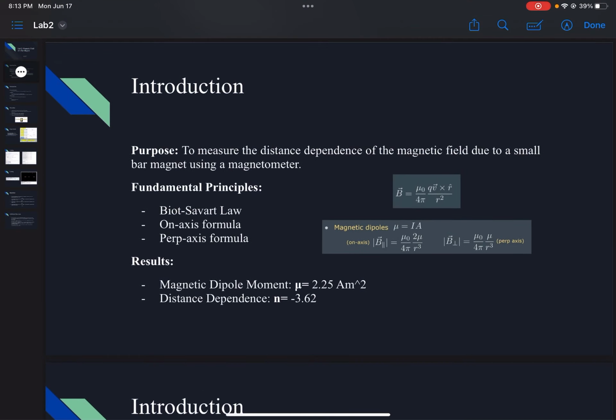The purpose of this lab is to measure the distance dependence of the magnetic field due to a small bar magnet using a magnetometer. Some of the fundamental principles are listed below: Biot-Savart law, on-axis formula, and perp-axis formula. The formulas are to the right, and I have also included the magnetic dipole moment formula.